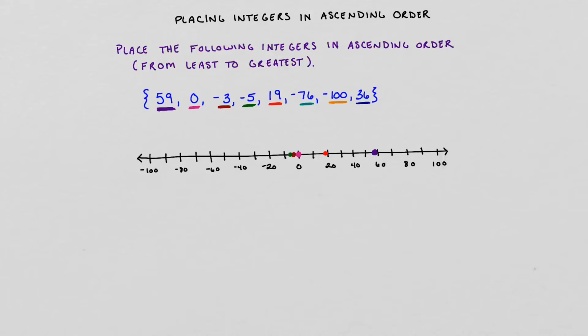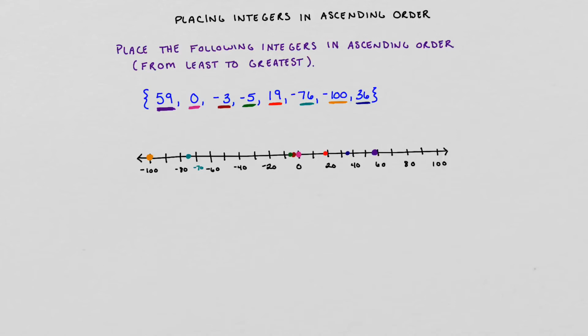Negative 76. We know that negative 70 is right here, so negative 76 must be closer to negative 80, so it's going to fall to the left of our negative 70 tick mark. We have negative 100, so that's all the way out here. And lastly, our dark blue is at 36, and that's going to be in between 30 and 40.